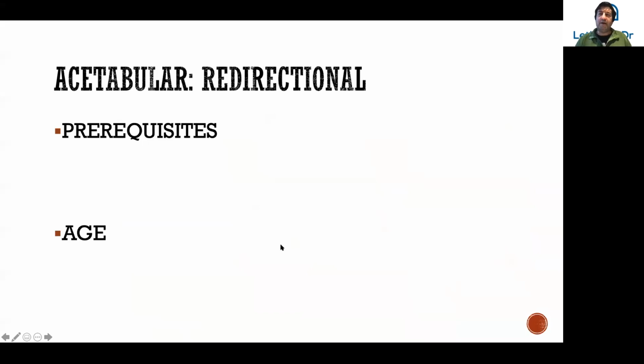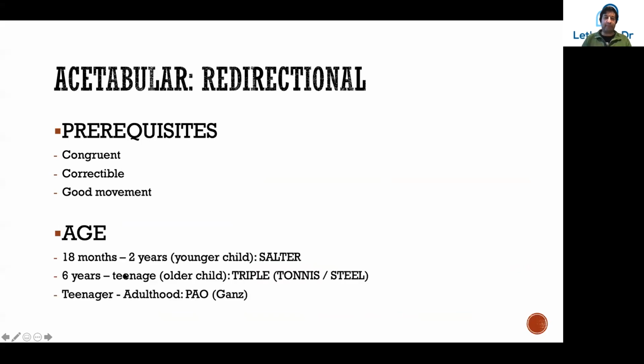So with acetabular, I broke it down into volume reducing and redirectional. So redirectional, first of all, what are your prerequisites? Well, you've got to have a hip that's congruent, it's got to be correctable, and you've got to have a reasonably good range of motion as well. And you can do it by age. So my decision making would be in the younger child, 18 months, 2 years, etc., I'd be looking at something like a Salter, okay? In the 6 years to teenage group, the older child, I'd be looking at a triple osteotomy, 3 cuts, and that can either be a Tonnis or a Steel. And then teenage to adulthood, you're looking at a periacetabular osteotomy or a Ganz, okay? So I'm going to very quickly just mention some of those to you, okay?